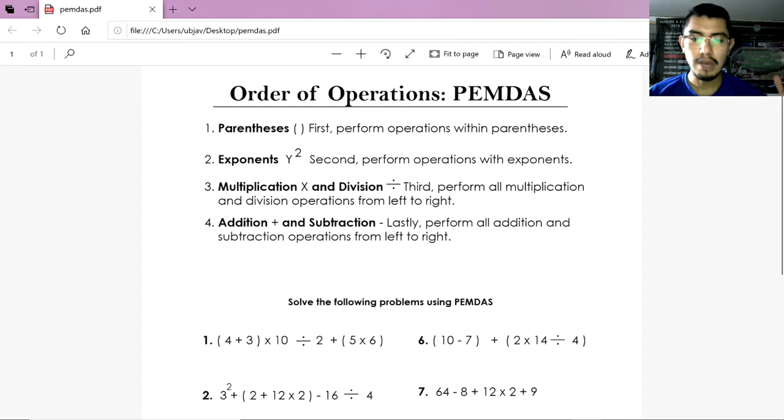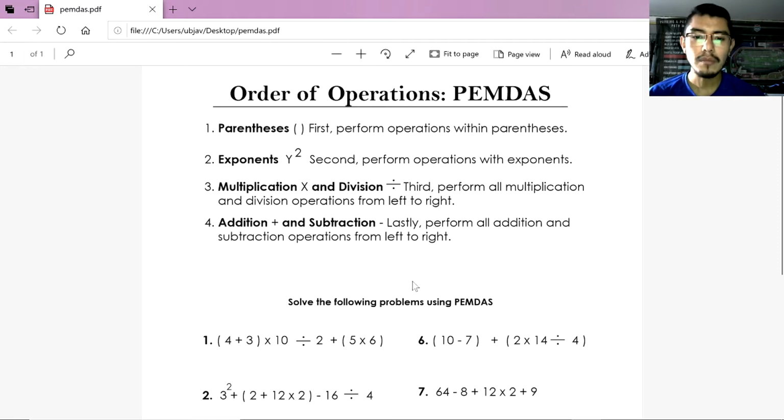And as we do the problems, you'll see how it works. I'm going to try to go over each one. But that is what PEMDAS is. It's an order of operations when it comes to, for example, multiple operations here, right? So parentheses, exponents, multiplication, division, addition, subtraction.